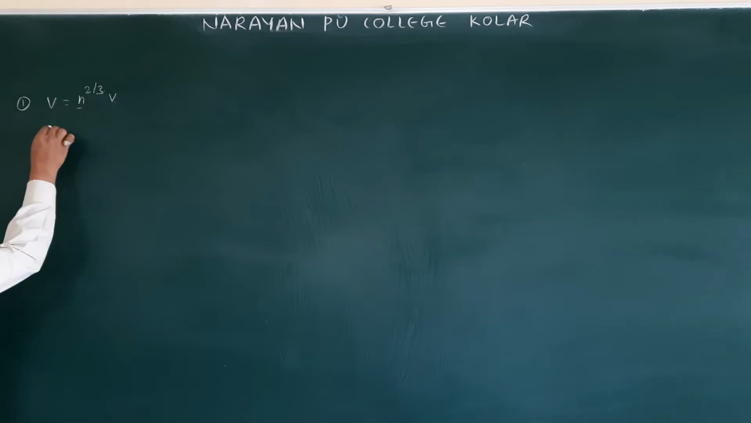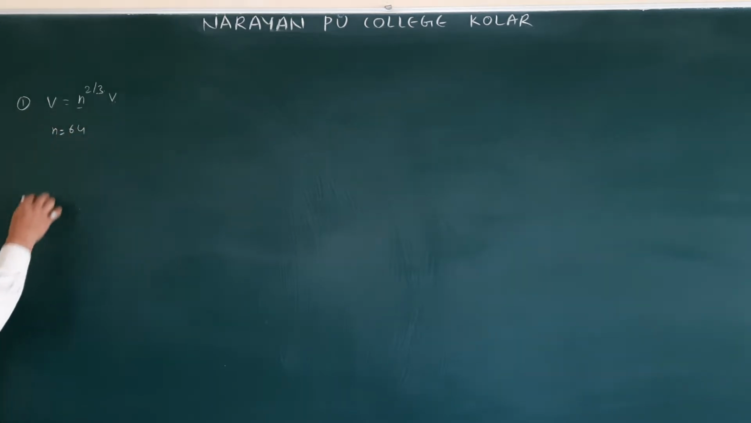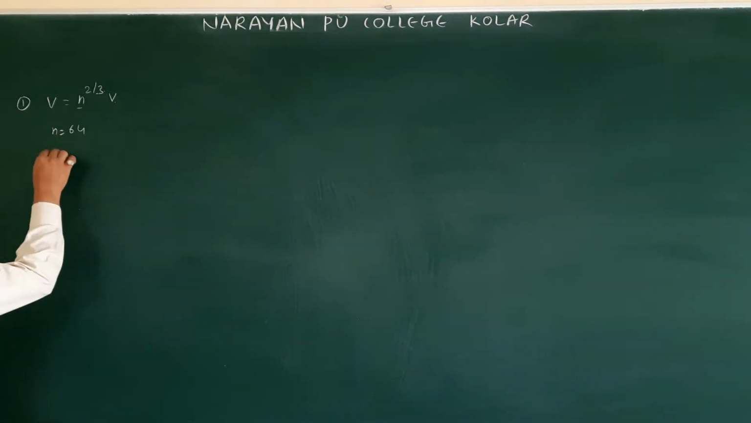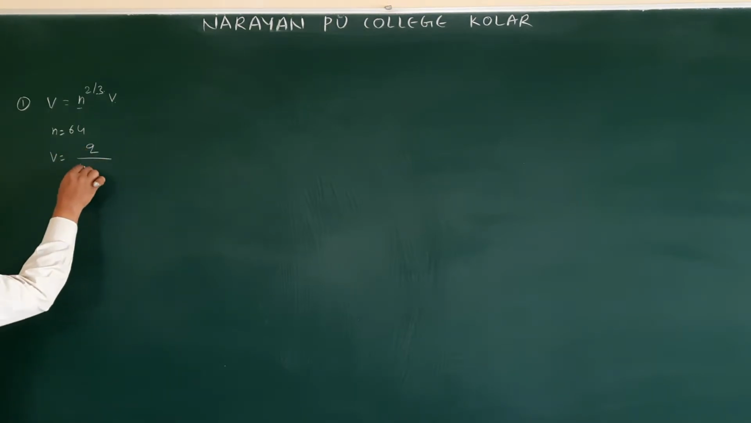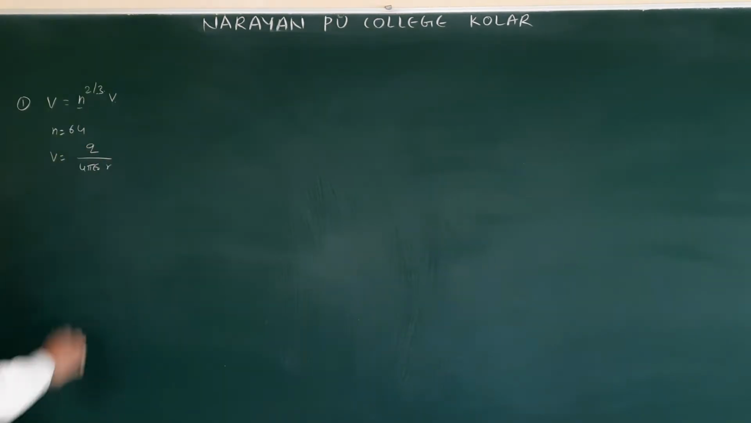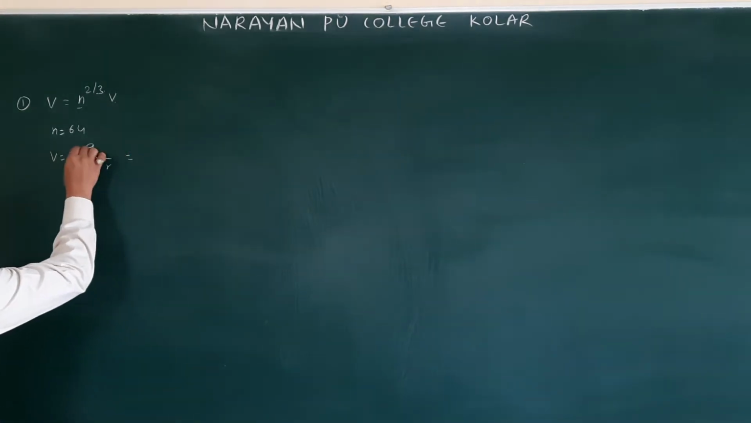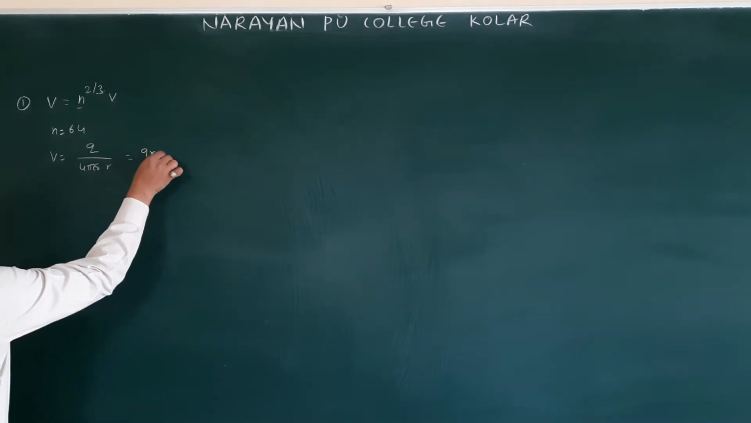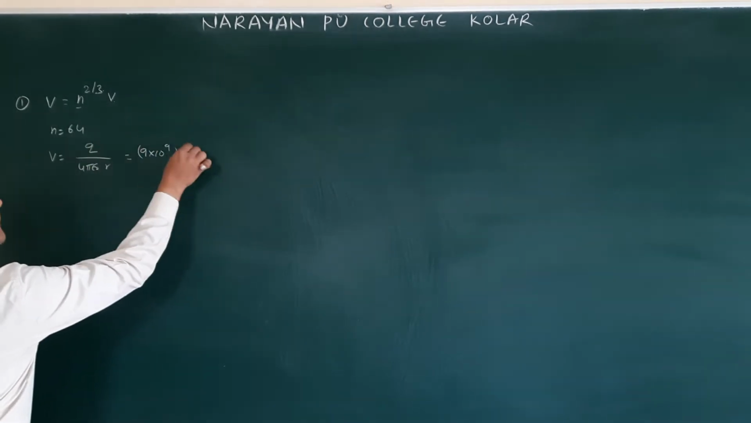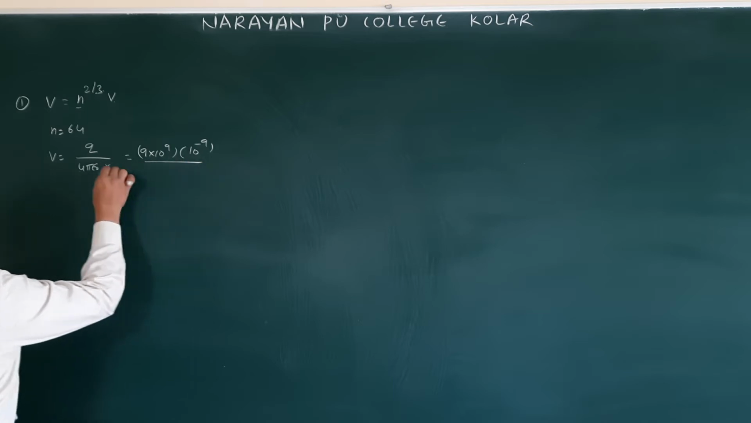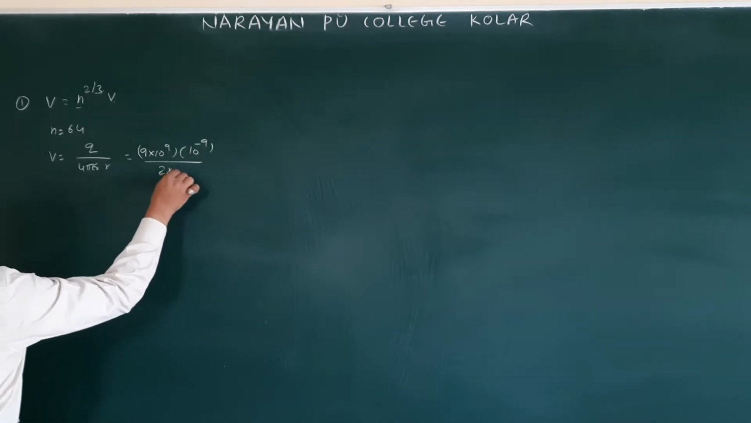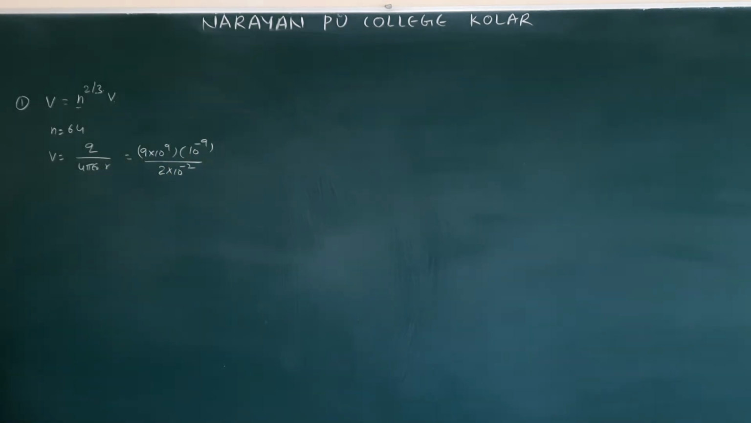How many drops? N drops. N means here 64 drops. So what is the potential formula? V is equal to Q by 4 pi epsilon naught R. Charge value they give is 10 power minus 9. What is 1 by 4 pi epsilon naught value? 9 into 10 power 9. Radius they gave is 2 centimeters, that is 2 into 10 power minus 2 meters.